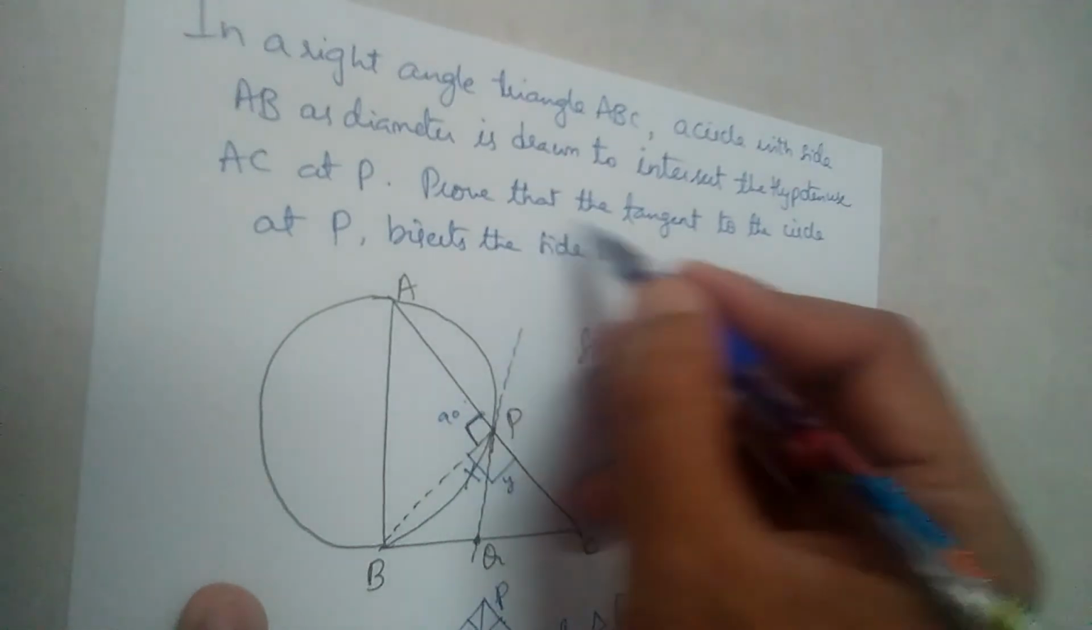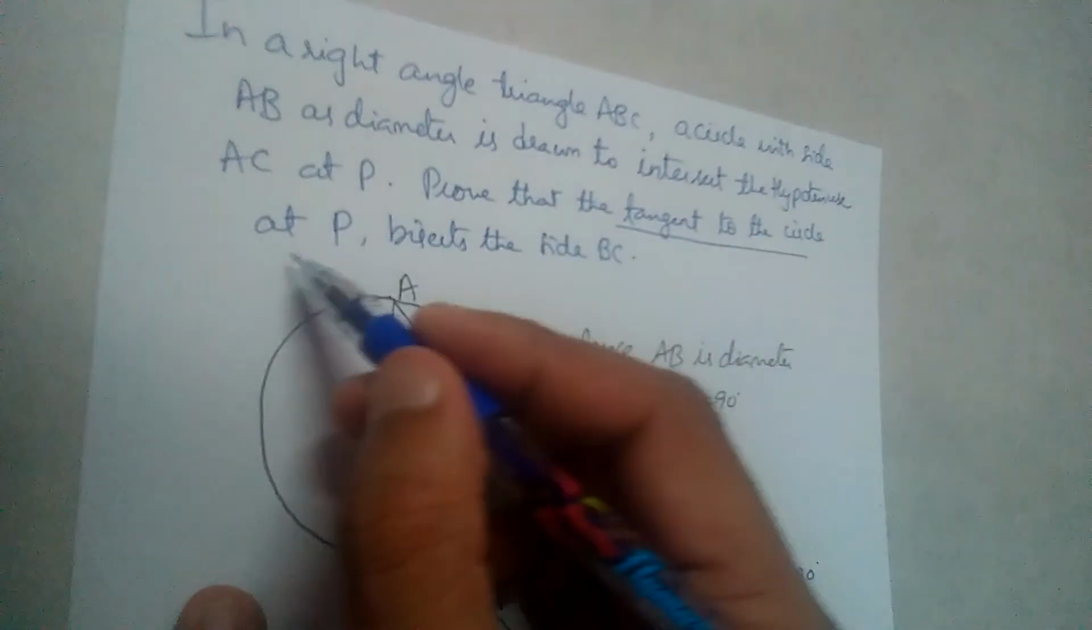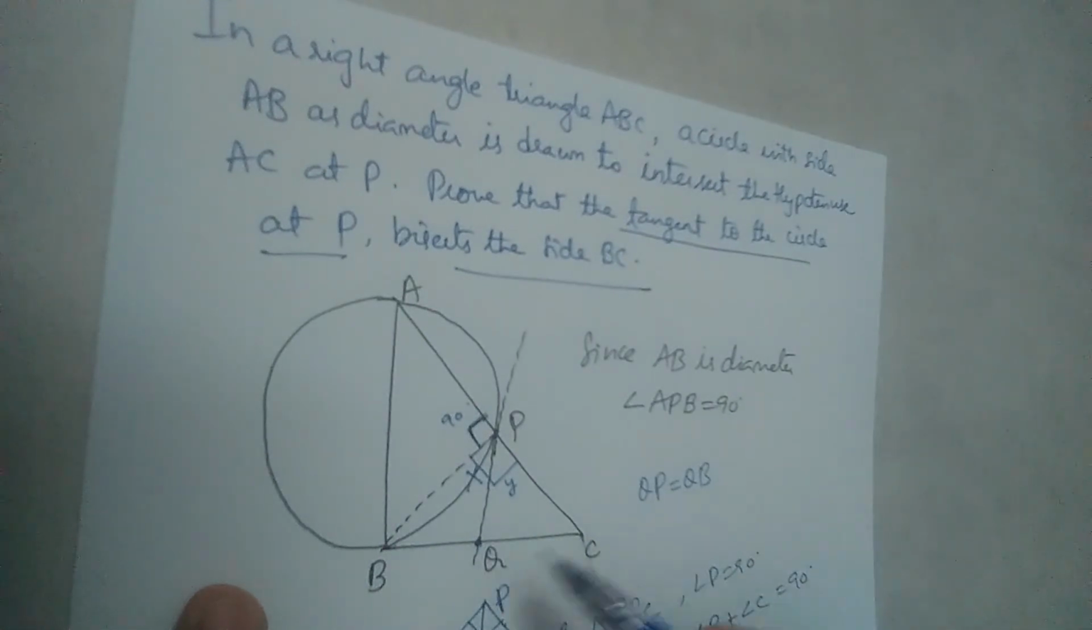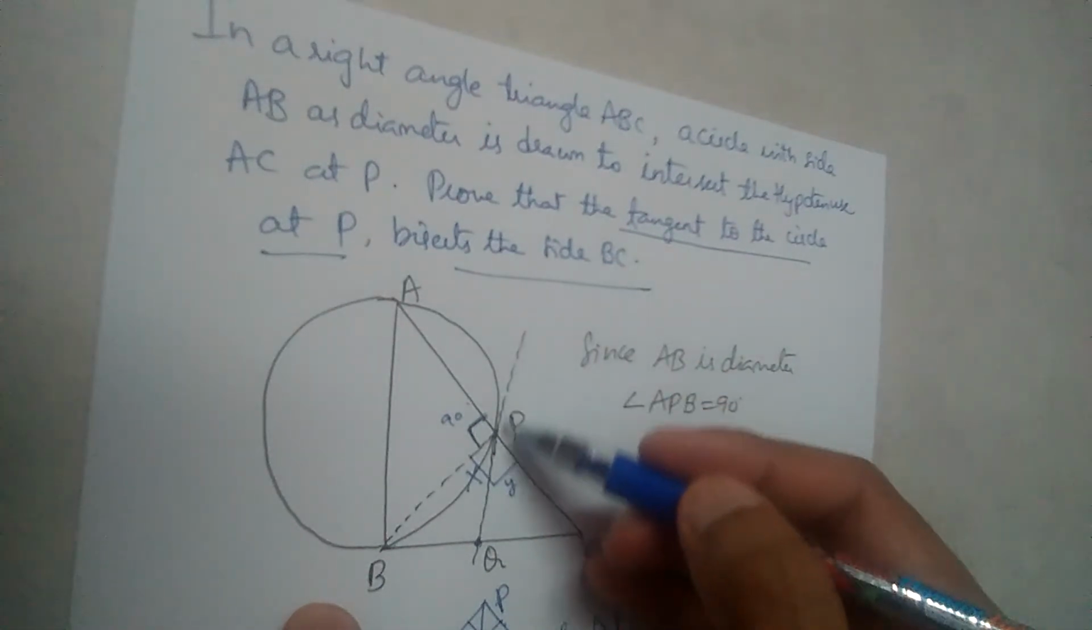We needed to prove that the tangent to the circle at P bisects the side BC. So we just came to know that Q is the midpoint. That means BC is being bisected by this tangent, right?